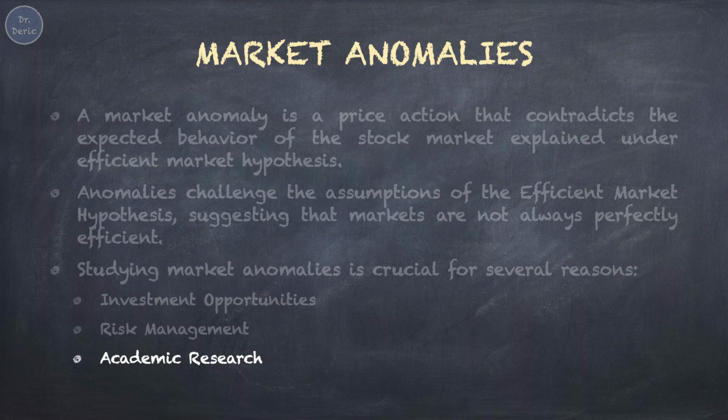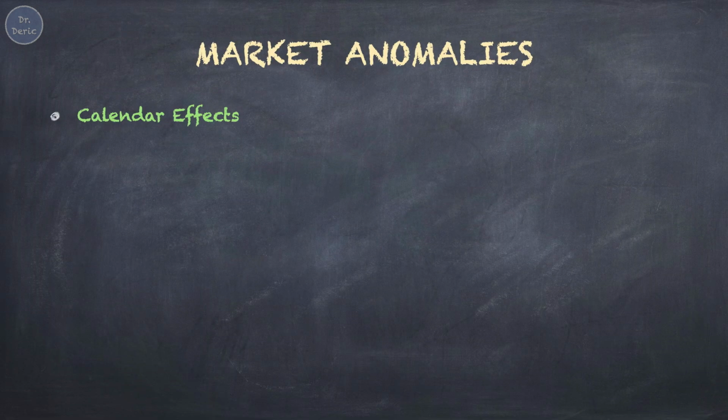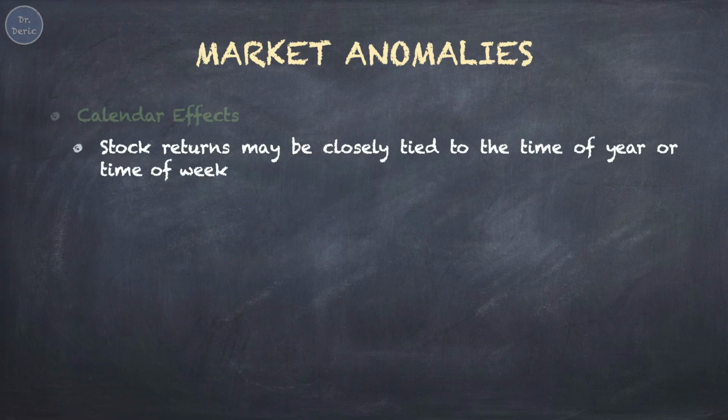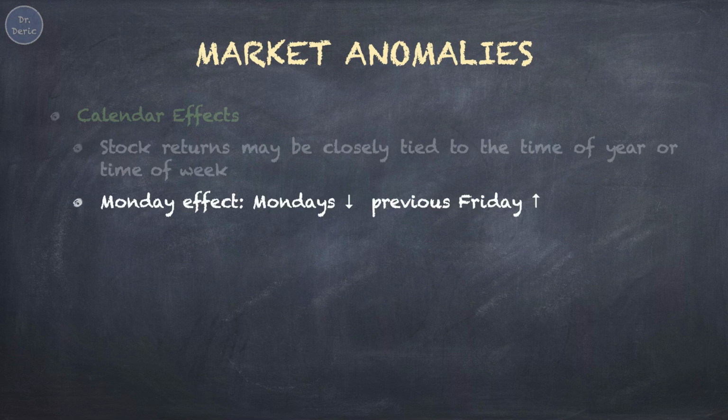The following are some examples of market anomalies. First, calendar effects. Calendar effects refer to the observed patterns in stock returns that are closely tied to specific times of the year or week. These patterns can deviate from what would be expected in a perfectly efficient market. For example, Monday effect. The Monday effect, also known as the weekend effect, is an anomaly where stock prices tend to decrease on Mondays compared to the closing prices of the previous Friday.